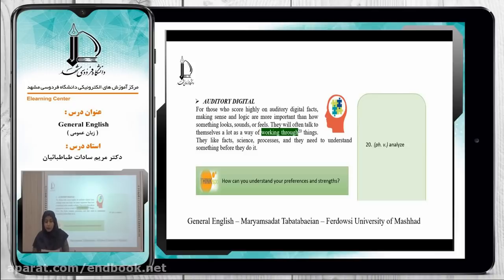They will often talk to themselves. Why do they talk to themselves? It says, as a way of working through things. When they talk to themselves, they analyze different things. They try to understand them. And they like facts, science, processes, and they need to understand something before they do it. If they don't understand the point, they cannot do it. They cannot just memorize something without understanding, for example. They have to understand it completely, and then they memorize it.